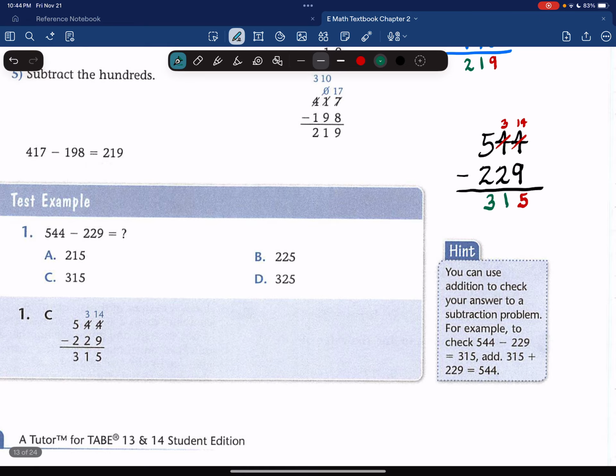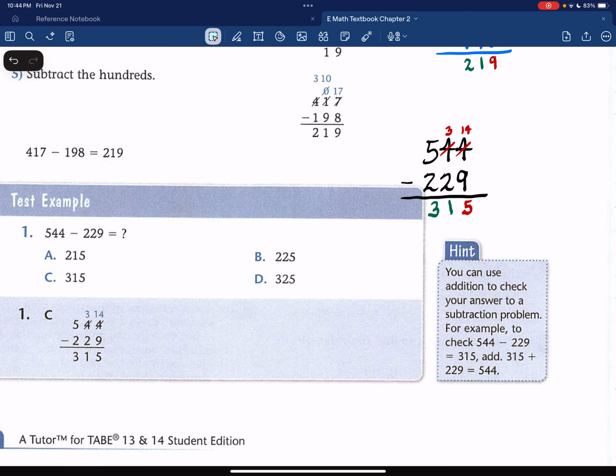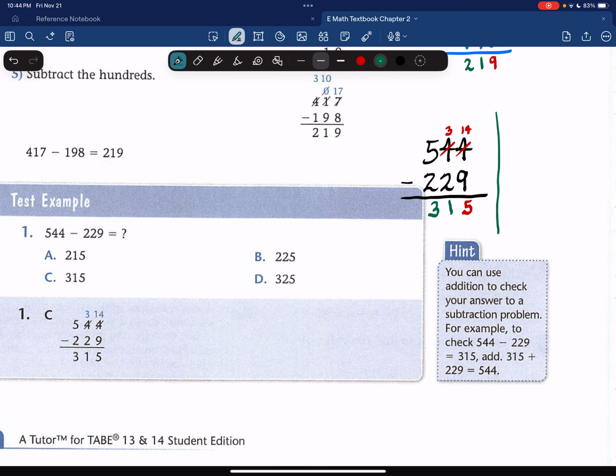Hint: you can use addition to check your answer to a subtraction problem. For example, to check this one, you can turn around and add 315 and 229. And let me show you what they mean there. Because this is an algebra skill, I probably will do this for all of these. So let me draw a line so we don't get it confused. You take the answer that you came up with, which was 315. You keep the middle number. And since addition is the opposite of subtraction, we turn that around and see what we get.